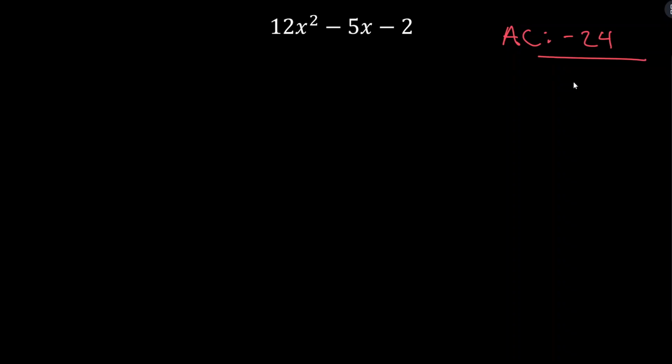So 24 and 1 definitely won't work. What about 2 and 12? I don't think those are going to work. 8 and 3, I think 8 and 3 are what's going to work. So let's think about which one's negative, which one's positive. Minus 8 plus 3, yep, that's going to work. And hopefully that's making sense how I'm thinking about it.